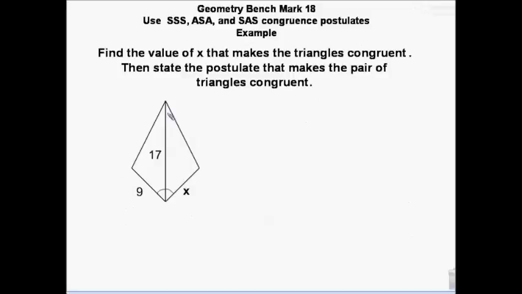A combined triangle. I want these two triangles to be congruent. I have this angle congruent to this angle. So I have an angle, and this side is congruent to itself. So in order for this side and this side to match, to give me side, angle, side, x would equal 9.